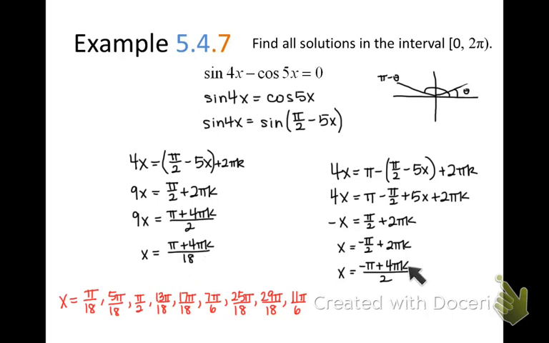Now I have to look over here. Notice that since my denominator is smaller, it's actually going to go faster. So first of all, if I plug in 0, I get −π/2, but that's not in my interval, right? So I need to add a 4π. That's going to take me to 3π/2. Is that in my interval? If I add another 4π/2, I'm going to get to 7π/2, but that is too much, so we are done with that.